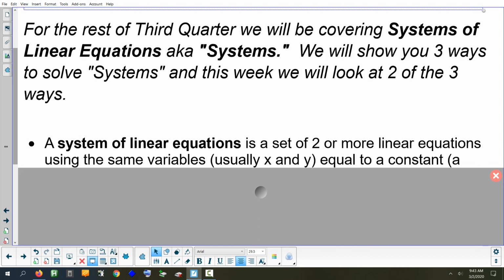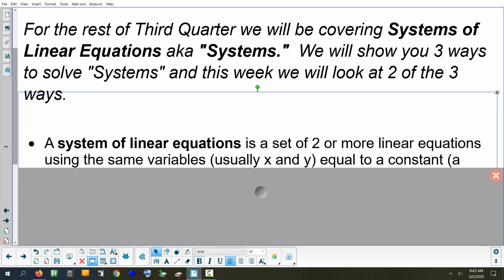It's important that when you're solving a system, it has 2 equations. It has to have 2. You can do more than 2. You'll do more than 2 when you take Algebra 2. But we're just going to do 2 equations. And each of the equations has the same letters in it. So if there's an x and a y in the first equation, then there's going to be an x and a y in the second equation. So each equation uses the same letters.